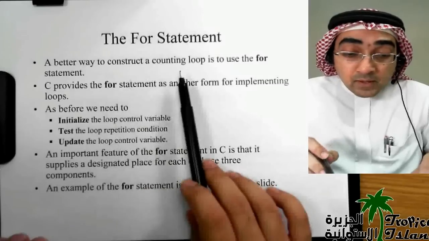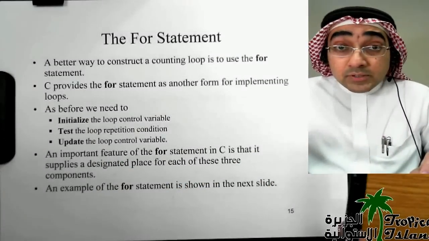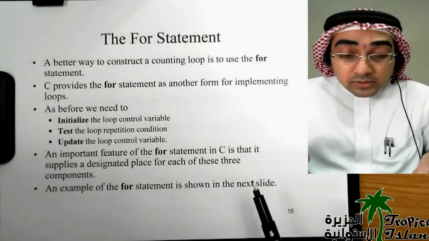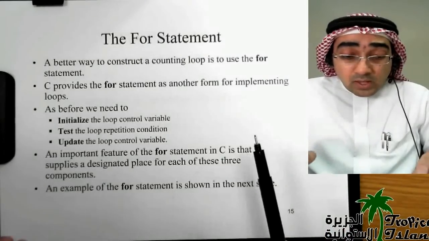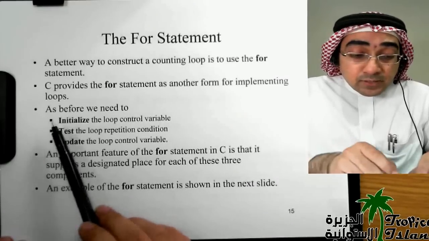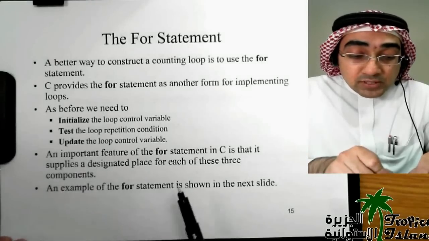Okay, the better way to construct a loop is to use a for statement. Now we're shifting to a for. We talked about the while loop. Now we're going to be talking about a for loop. A for loop is a more structured way of writing a loop. As before in the loop with the while, we'll have to initialize, test, and update.